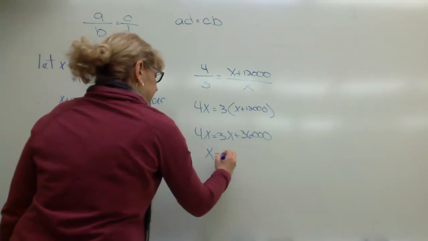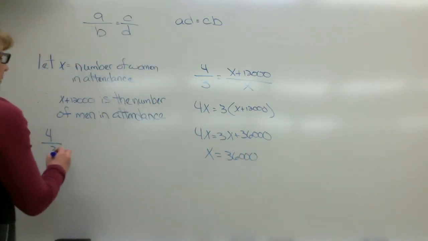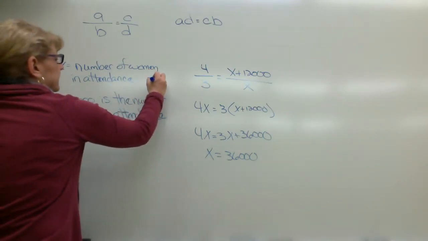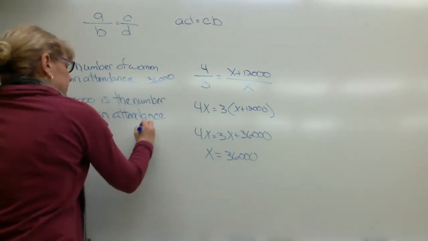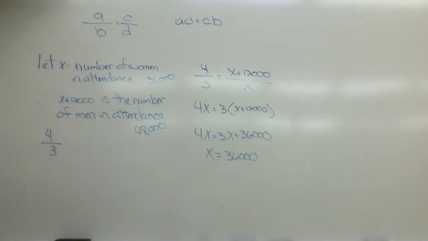So 4x is equal to 3x plus 36,000. So x is equal to 36,000. So there were 36,000 women in attendance and 48,000 men in attendance at this particular game.